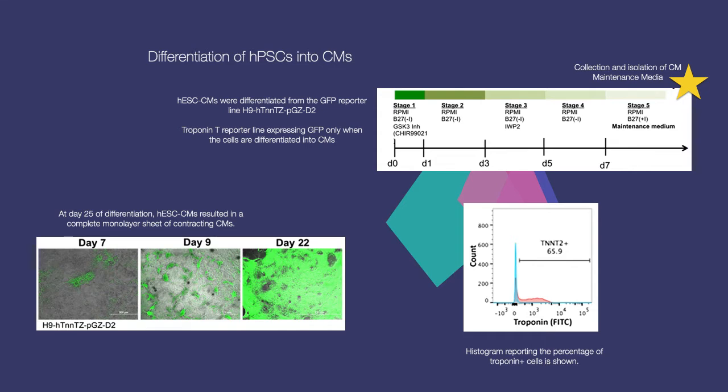This specific cell reporter line only expresses GFP when the cells are differentiated into cardiomyocytes, and from that they were able to make the histogram shown in the bottom right of this panel, where they're showing the count of troponin positive cells. I also want to highlight that this stage 5, where I have the star, is where they collected and isolated the CM maintenance media that they were using throughout the rest of the study.